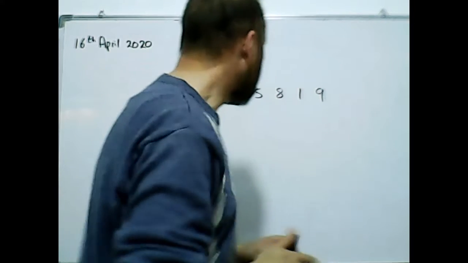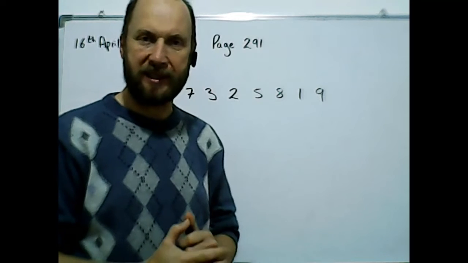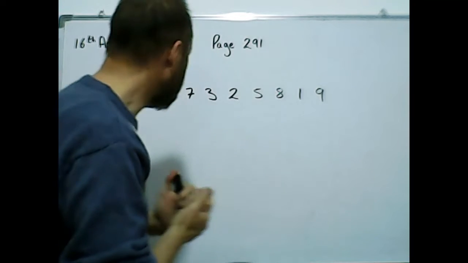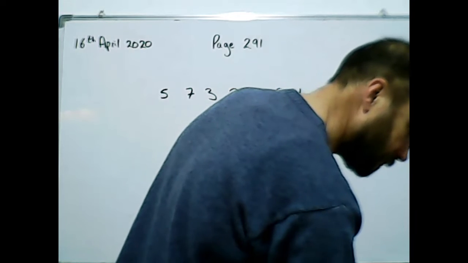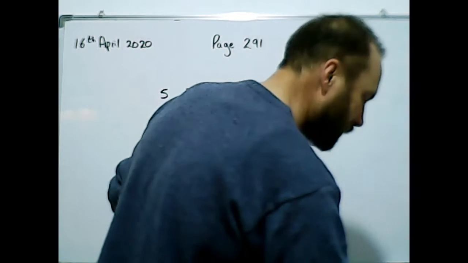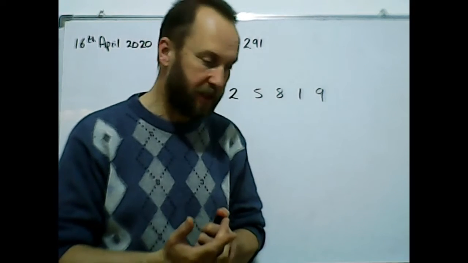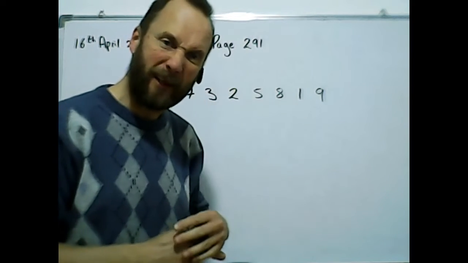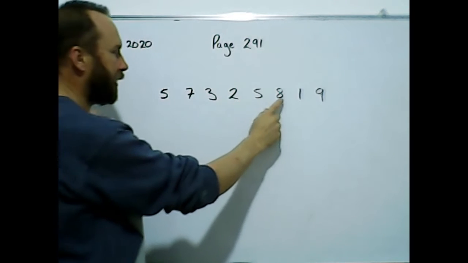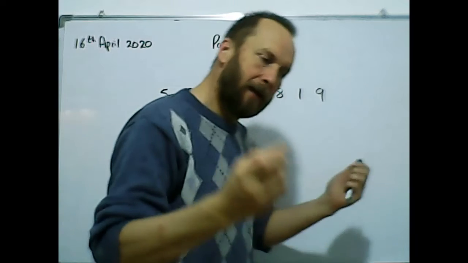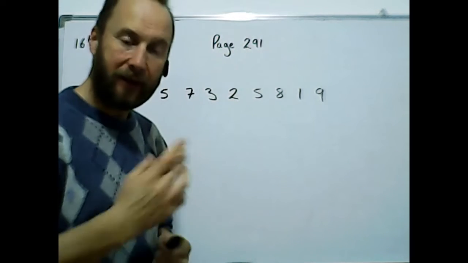Okay, so I've got some numbers. I'm going to do it simply, and then I'll do one of the examples from your book, which is a little bit more detailed. There are some exercises, some examples on page 291 and page 292. But I'll do my example on the board here. So we've got 5, 7, 3, 2, 5, 8, 1, 9. I'll tell you what the different words mean and then you can carry on from there.